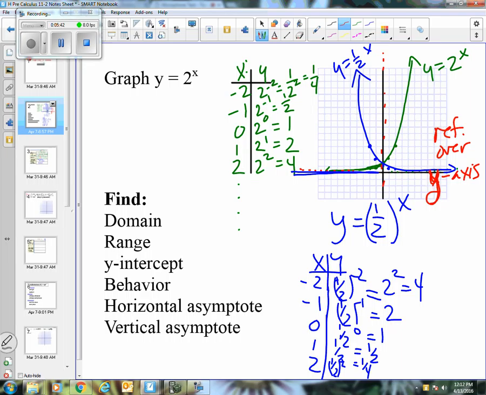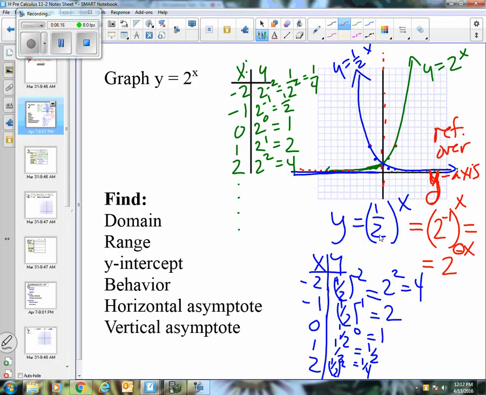So if you think back to what makes graphs reflect over the y-axis, if I can rewrite this expression instead of 1/2 as 2 to what power? So 1 over 2, that would have to be a negative exponent. That's reciprocal. 2 to the negative first, or that's the same thing as 2^-x. If you put a negative with the x, if the x changes sign, you're going to flip over the y-axis. So really, 1/2 is the same thing as 2 to the negative first. That will give you that reflection.